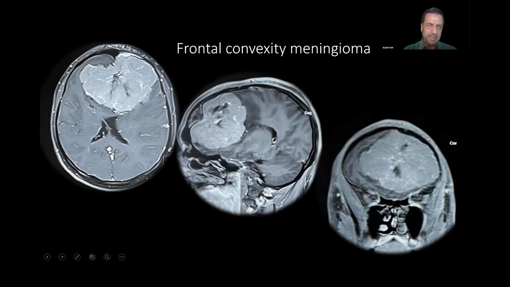And this probably is a low intensity area or calcification in the center of the tumor, and then probably a lot of vasculature coming from the falx itself.